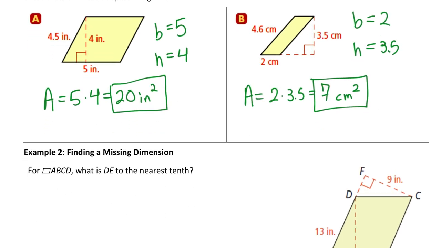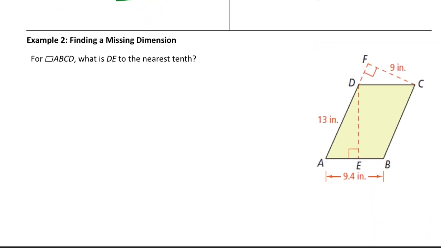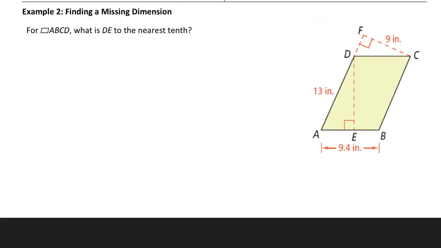So in the next example, we're going to talk about finding the area and using it to find a missing dimension of a shape. So when we look at this shape, the way it's standing right now, we're trying to find the length of DE. And what DE is in this parallelogram, I would consider this a height. And it's the height that corresponds with a base of 9.4.